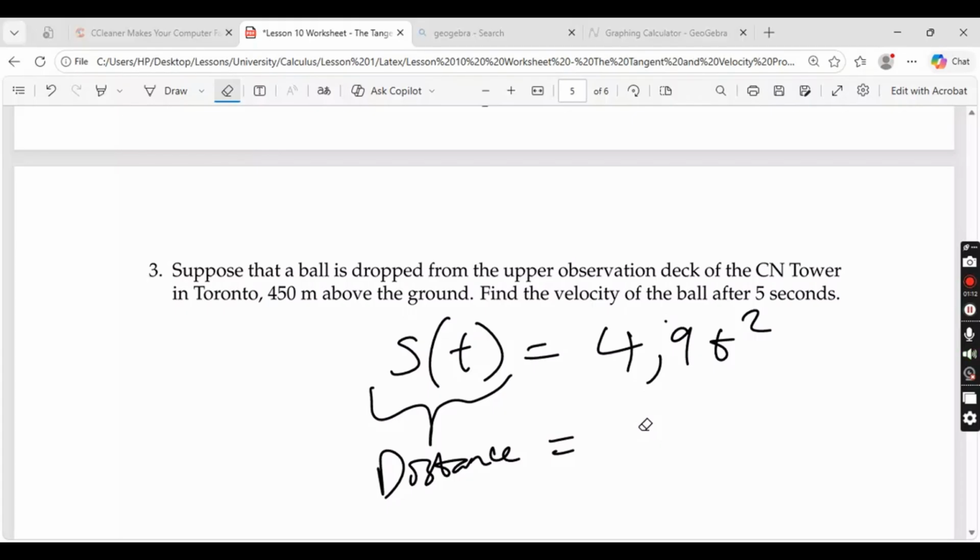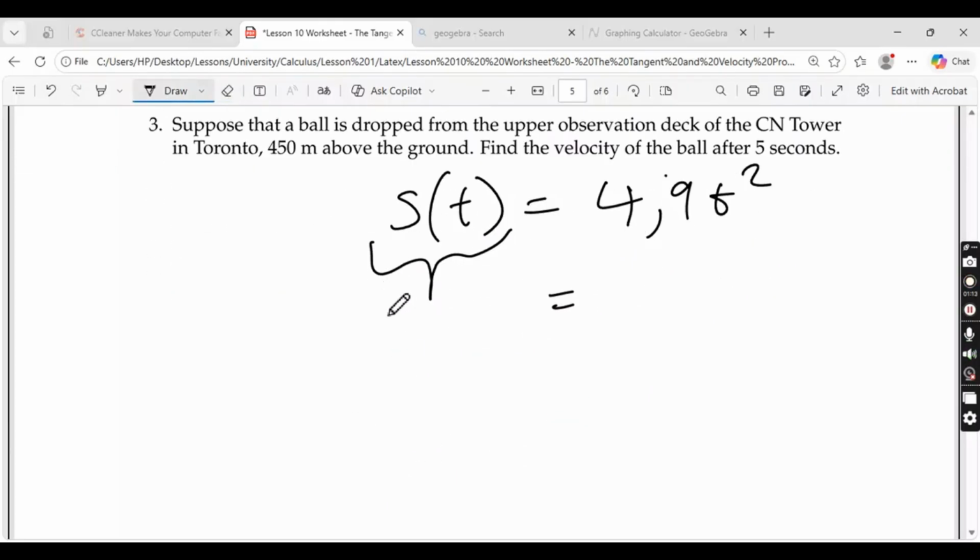450 divided by 5. Yes, okay, because speed is distance divided by time.